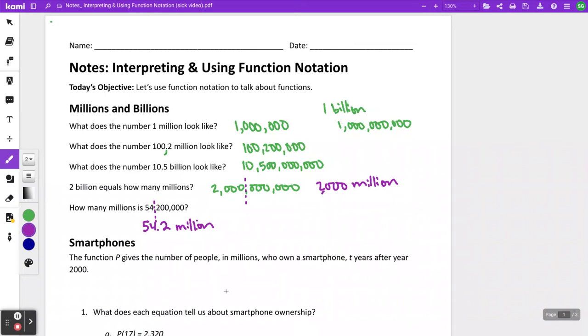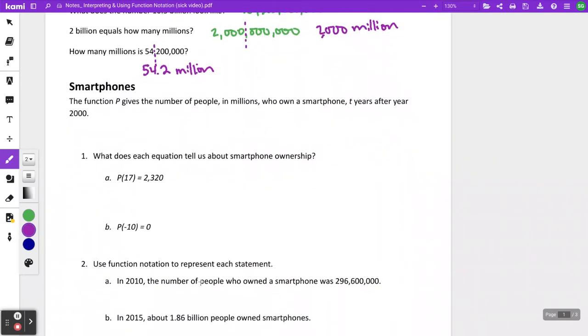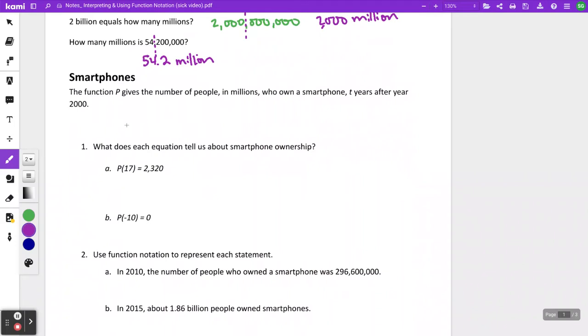The first math problem we're going to spend a lot of time looking at is all about smartphones. So coming down here, we've got the function P gives the number of people in millions who own a smartphone T years after the year 2000.